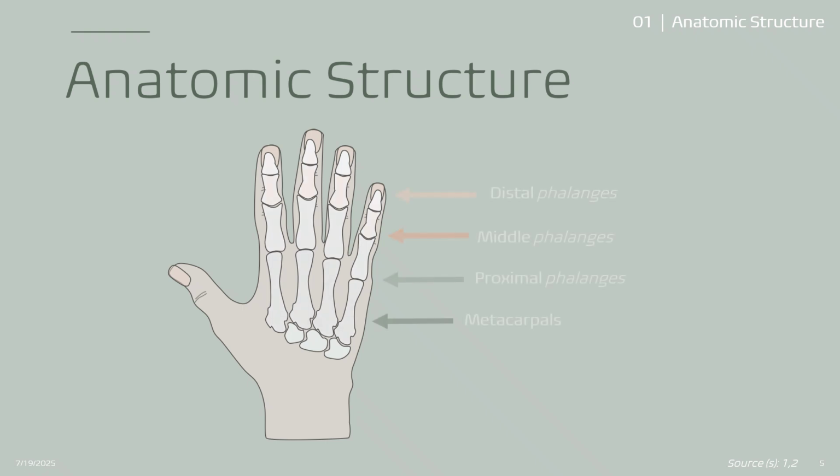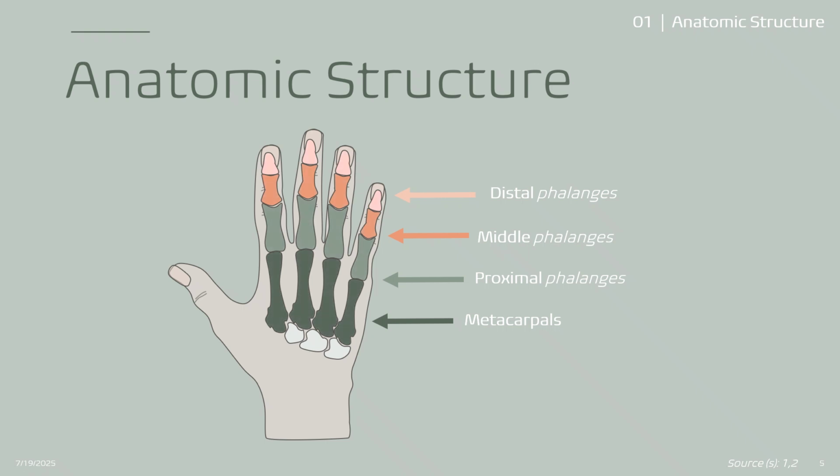Starting at the lowest level, we have the metacarpal bones. These join the carpal bones in our lower hand and wrist to our proximal phalanges. If you're unfamiliar, proximal means that it's in proximity to your trunk, and distal means that it's at a distance from your trunk. So, after we have the middle phalanges that are connecting the proximal to the farthest set, the distal phalanges.